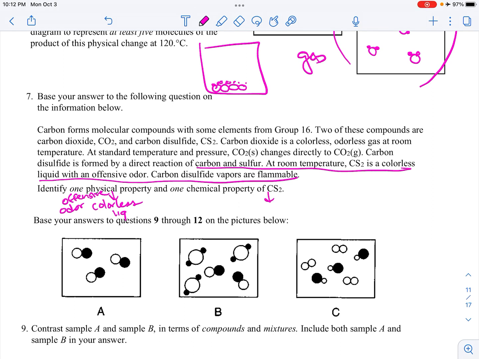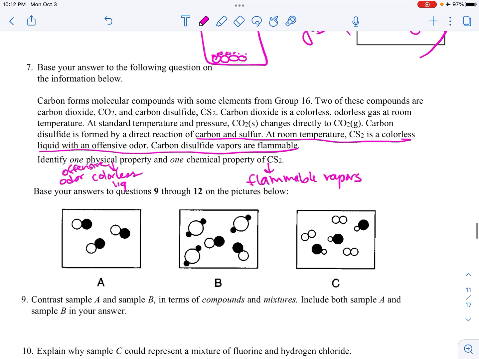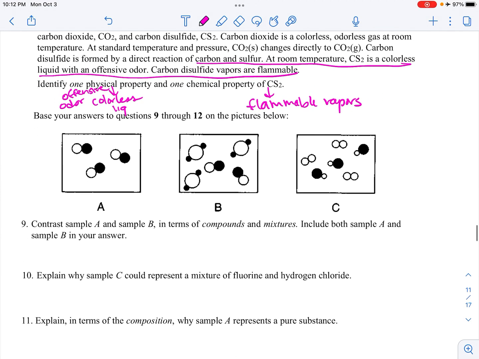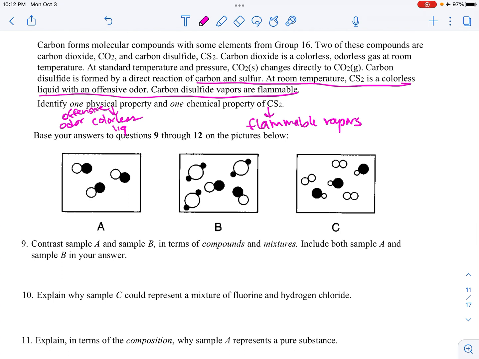However, chemical properties are how it reacts. So you can say flammable vapors. Don't tell me a chemical property is carbon is bonded to sulfur. No, that's not a property. You should talk about how it reacts. Although, as I'm reading the answer key right here, you can say carbon disulfide can break apart into carbon and 2 sulfurs. But I don't think at this point in the year we're ready for that.